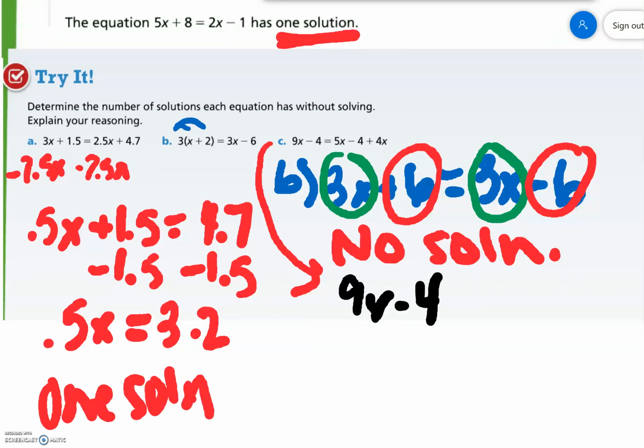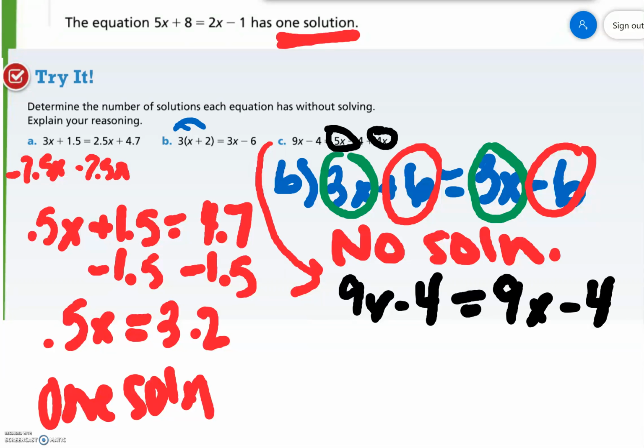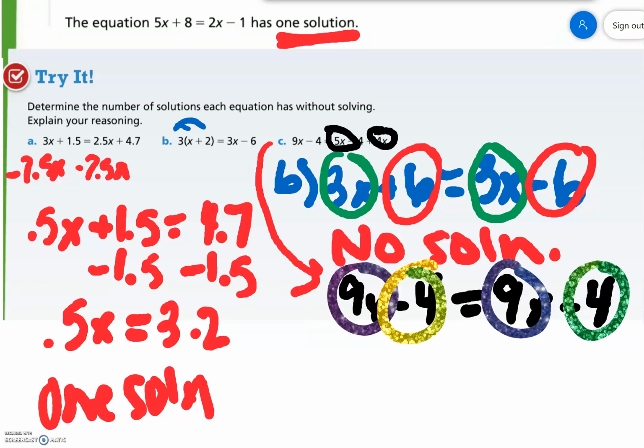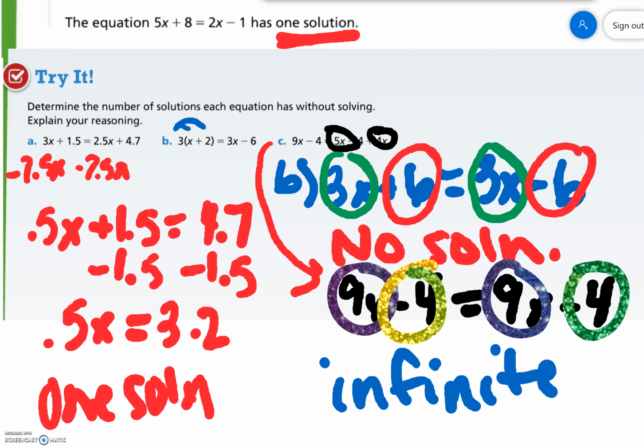Last but not least, C. 9x minus 4 equals, I'm going to combine like terms. 5x and a 4x gives me 9x minus 4. Look here, the 9x and the 9x match, and the negative 4 and the negative 4 match. So they are the exact same thing, meaning it's always going to be true, meaning we have infinite solutions.